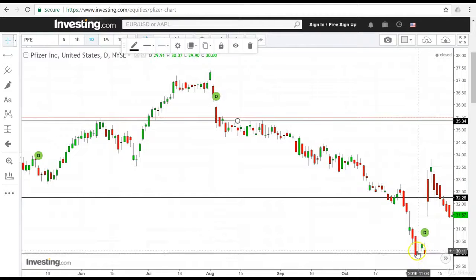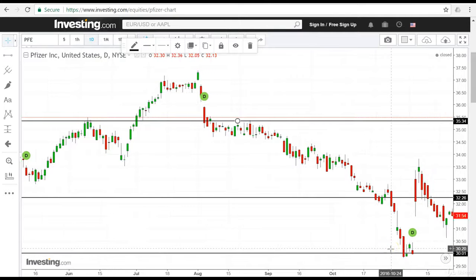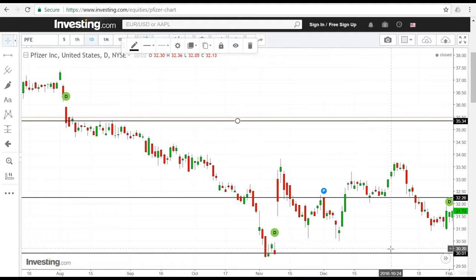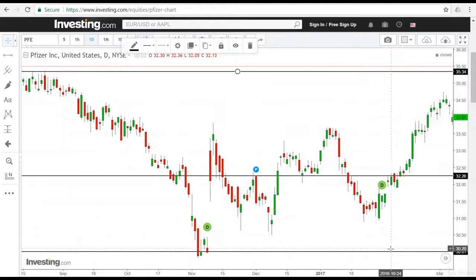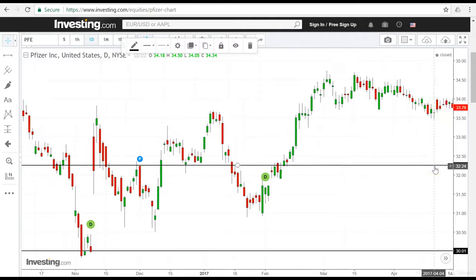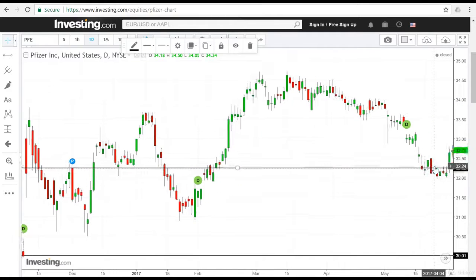So we see again here that our support at 30 is pretty strong. Push the prices way up again.